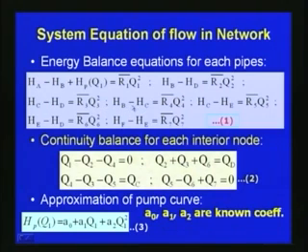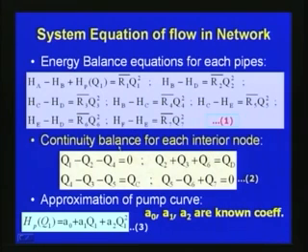and between B and C it is HB minus HC is equal to R4 bar Q4 square, and between C and E, HC minus HE is equal to R5 bar Q5 square, and between E and D, HE minus HD is equal to R6 bar Q6 square, and between F and E it is HF minus HE is equal to R7 bar Q7 square. So, these are the equations with respect to the energy balance, and now we have 4 junctions or 4 nodes.